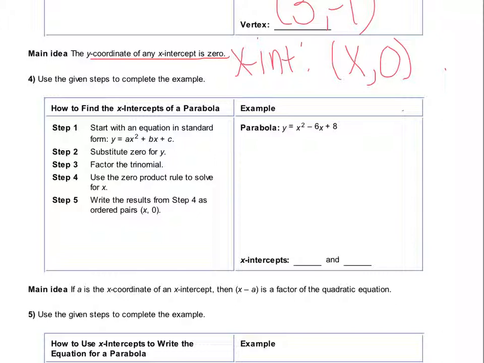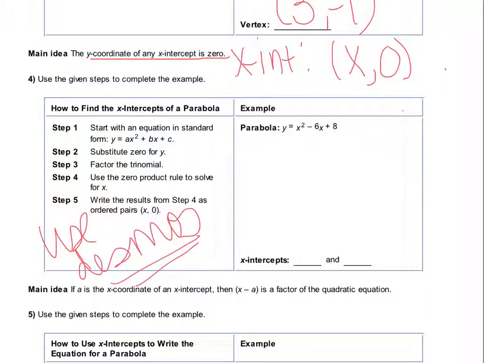So if I want to find this one, this time it asks me to find the x-intercepts of a parabola. Well, the good thing is we can again use Desmos. Use Desmos to find the x-intercepts. Now, you can also do this by factoring and then setting equal to 0, but that's a lot of work. So let's just use our calculator to help us, because we've got that really cool tool that will help us out.